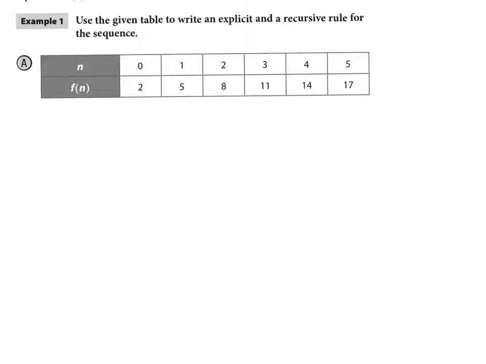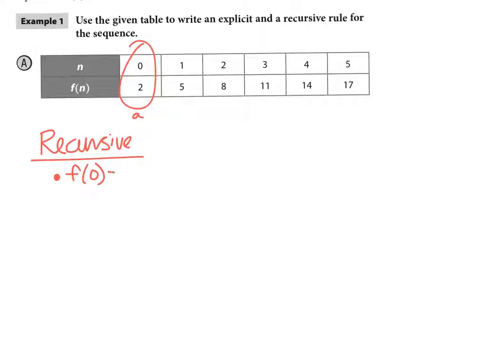Okay, so let's look at how we do this. The recursive rule is actually the easier one to write. Even though it kind of looks complicated, it's the easiest one to write. So I'm going to talk about recursive first. Recursive rules have 2 parts to them. The first thing you have to do is say where you're going to start. So this is my starting point, my A, if you will. So we just say the 0 term, f of 0, is 2. You just have to tell somebody where they are supposed to start counting.